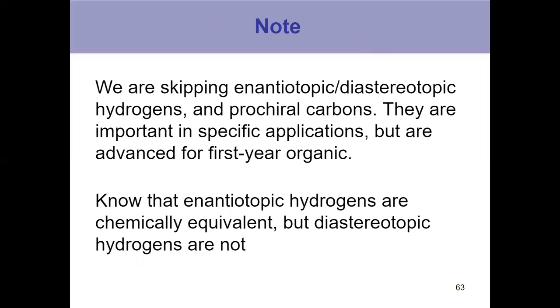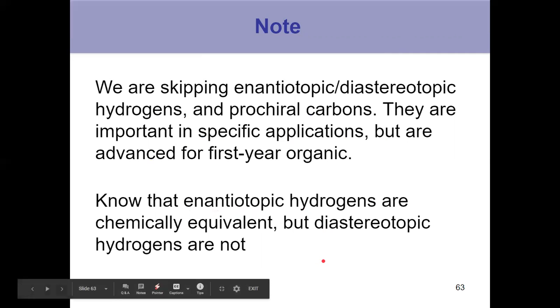I'm also going to skip 14.15 completely, right? It's even more advanced than this. It talks about enantiotopic and diastereotopic hydrogens and prochiral carbons. Those do have their roles in NMR, right? But as I said, they're a little tricky. All I want you to know is that enantiotopic hydrogens are chemically equivalent, so we wouldn't see splitting by those, but diastereotopic hydrogens are not. Okay? They are chemically distinguishable.